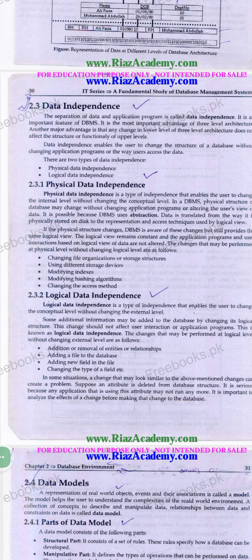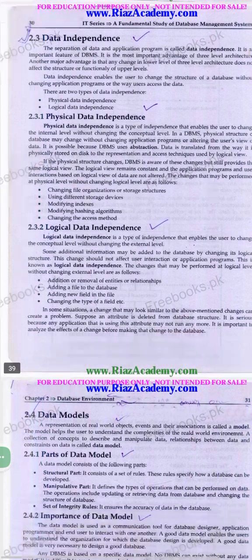Here are some key points: changing the file organization and storage structures using different storage devices. We can modify the indices, modify the hashing algorithm, and change the access method. I already explained these points. Okay, so you can read this out and cover this topic.